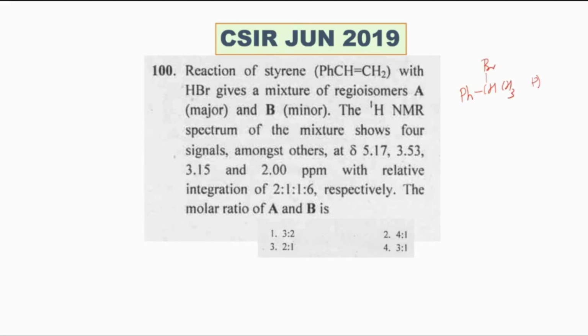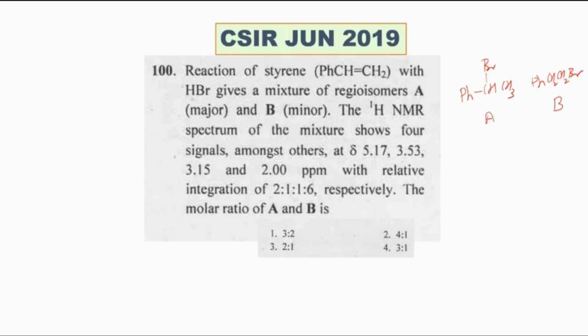Next product will be... So you have got two products, A and B. A will be the major product, B will be the minor product. Why is A major and B minor? Could you tell me that? According to Markovnikov's rule, what do they say?